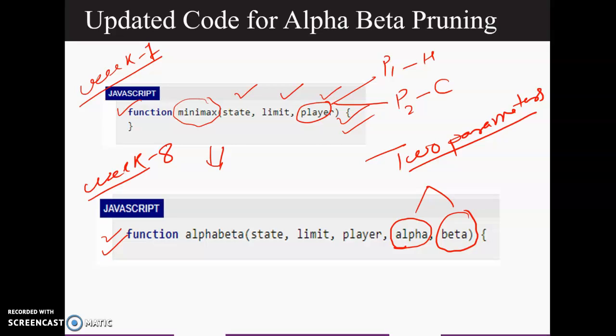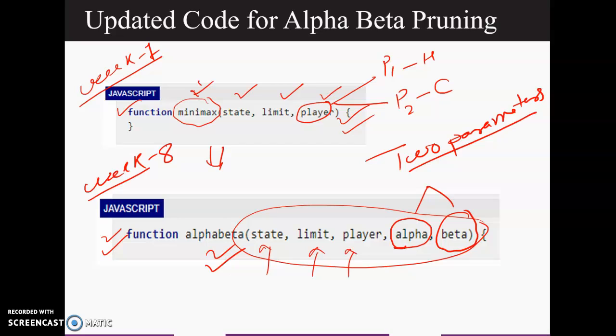therefore I have updated the name. I have just changed the name. So rather than using minimax, I have used alpha beta. So this is the only difference in the function structure. So here you are going to use 5 parameters. These 3 you already used, and you have added 2 more parameters for alpha beta pruning. Now in the next slide, I have given one example to present the importance of alpha beta pruning for decision making.